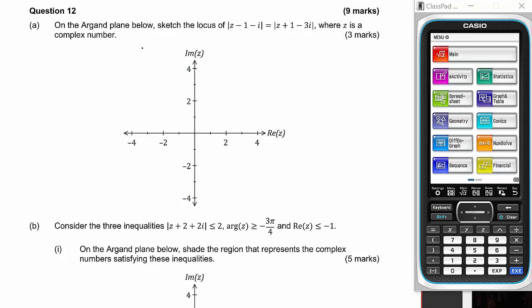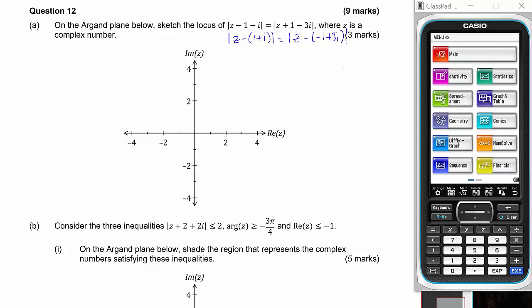So on the Argand plane below, sketch the locus of |z − 1 − i| = |z + 1 − 3i|. So we know this type of thing is a perpendicular bisector. We've just got to make sure we triple the marks here. So that's |z − (1 + i)|, and then remember, that's the best way to write it. And this one will be |z − (−1 + 3i)|.